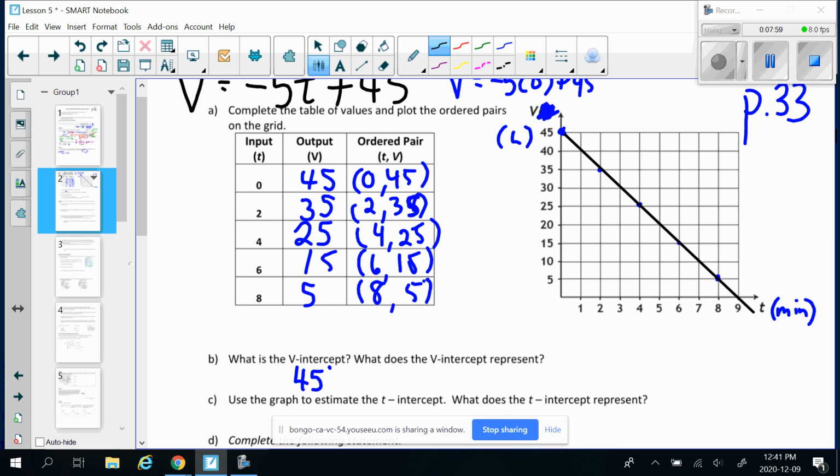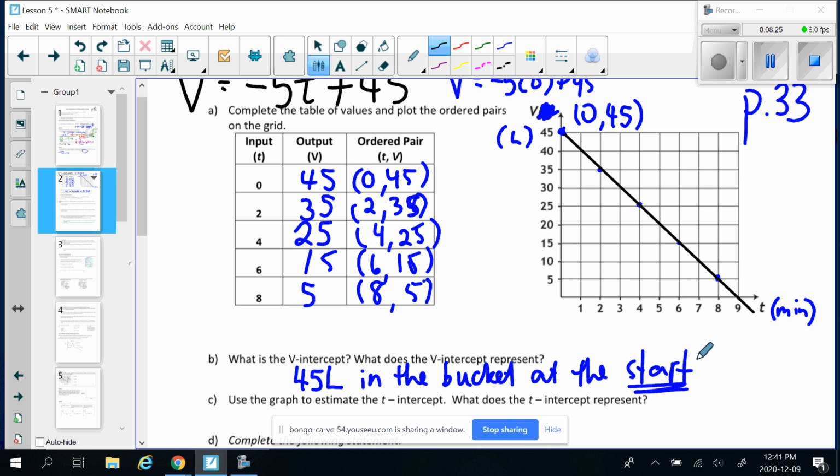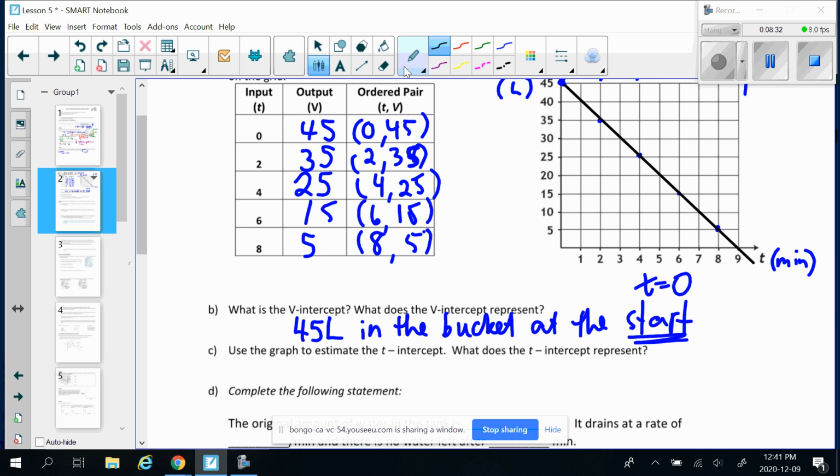So the v-intercept is 45 liters, and because the coordinates of this point are 0, 45, the 45 is liters, but the 0 is time. So when time is 0, what you're saying is that that's the starting point. Time is 0 is the starting point. So 45 liters in the bucket at the start. So whenever you see that t is equal to 0, that means it's the starting or the initial. Okay. Use the graph to estimate the t-intercept.